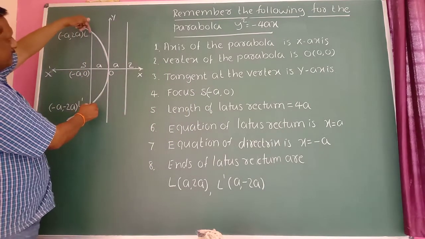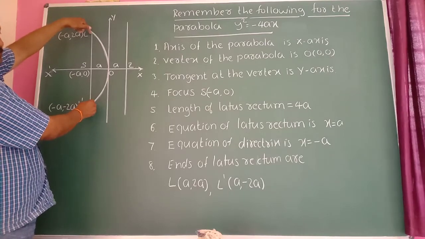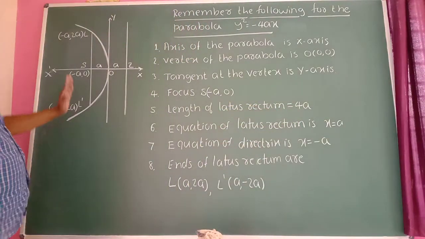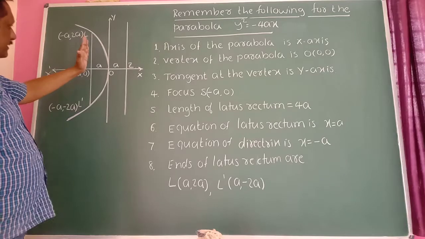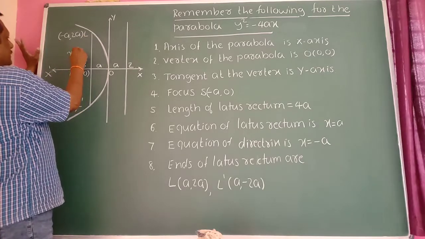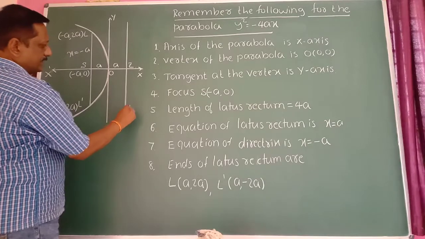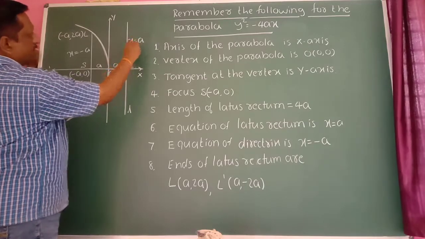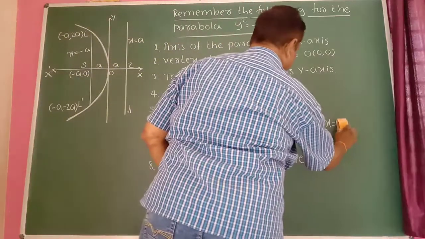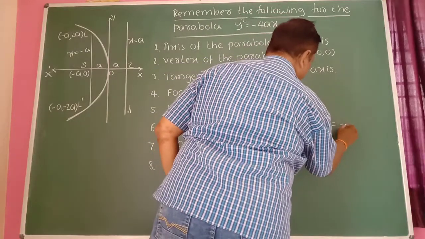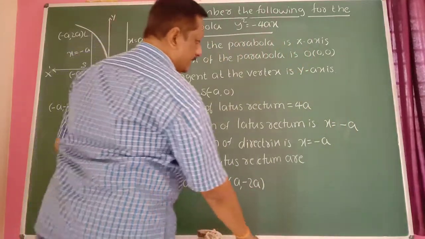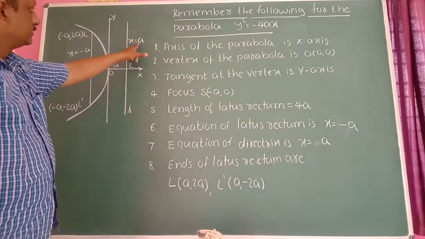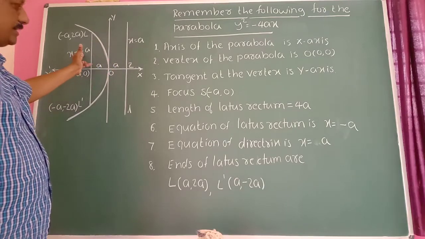Length is always the same. Length of the latus rectum in any quadrant, its length is 4a only. Length of the latus rectum is 4a. And the equation of the latus rectum, it lies on the left hand side, so its equation is x equal to minus a. This is the directrix here. It lies on the right side of the y axis, therefore it is positive, x equal to a. Therefore, equation of the latus rectum is x is equal to minus a, and equation of the directrix is x is equal to plus a, because it lies on the right hand side, so it is positive. The latus rectum lies on the left hand side, so it is negative.